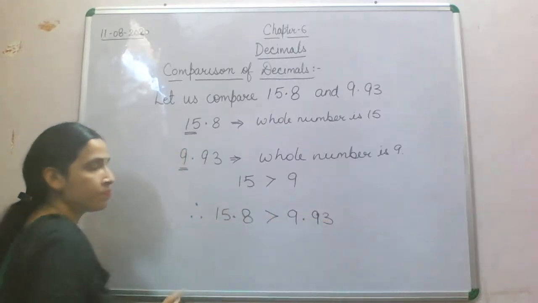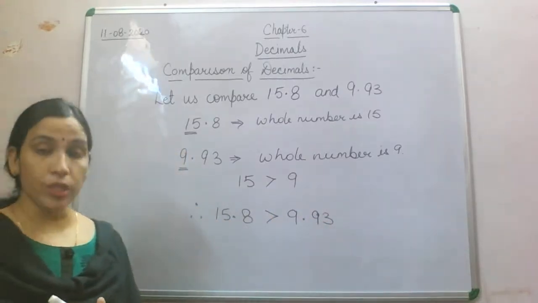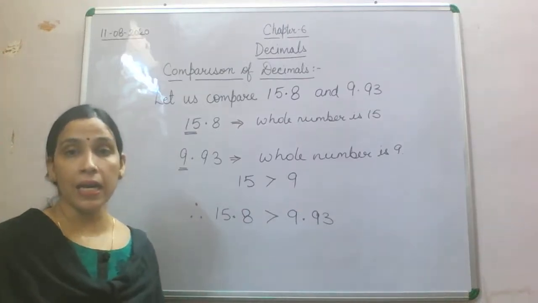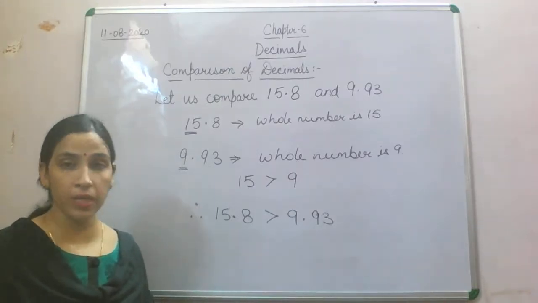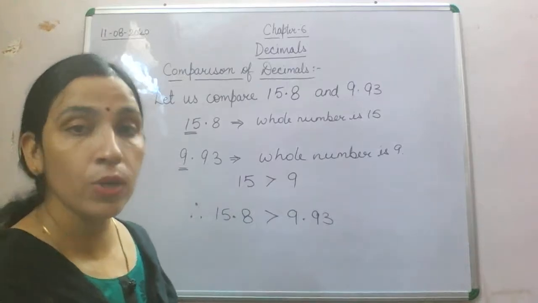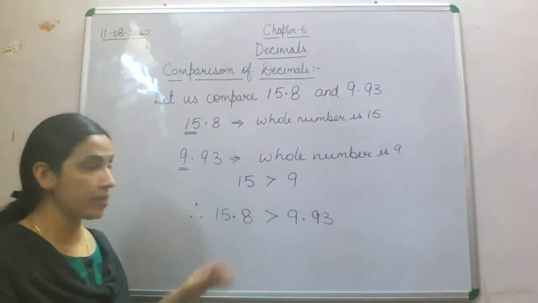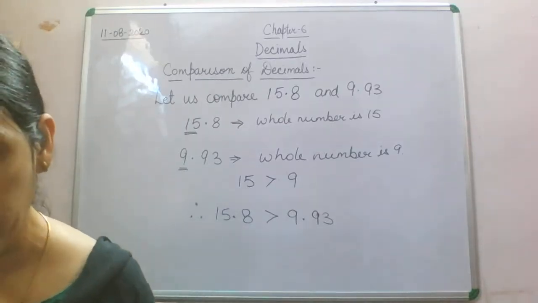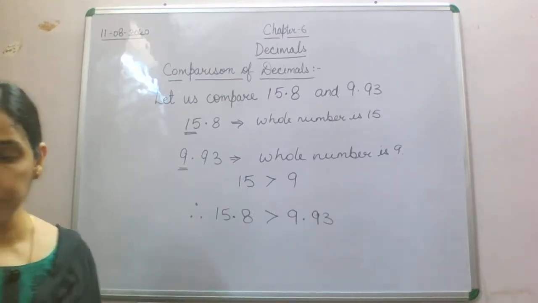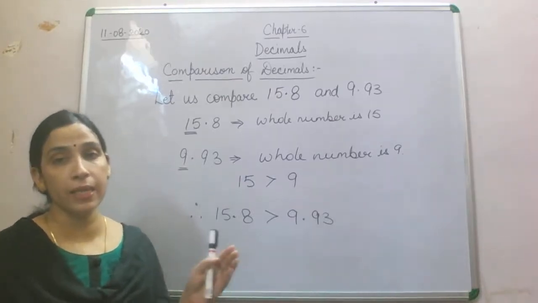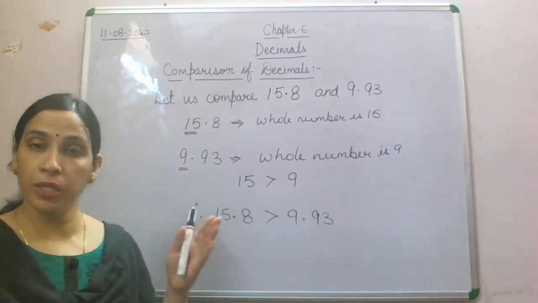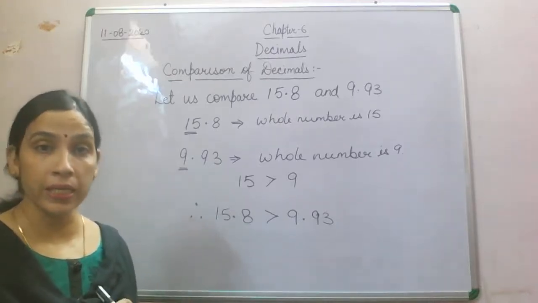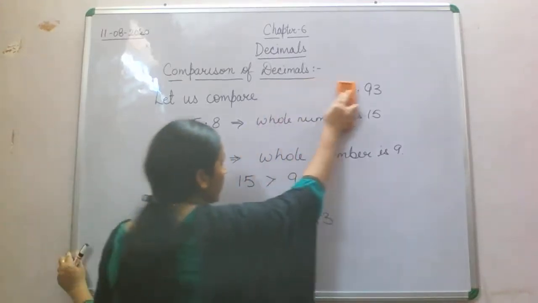Quite easy. Now in this question you have to remember that first you will compare the whole number part, and if you find out which whole number is greater, then you will write that particular number will be greater than the other number. Now children, if you get a question in which the whole number part is equal in both the numbers, then what will you do in that case? So let's start with that kind of question.